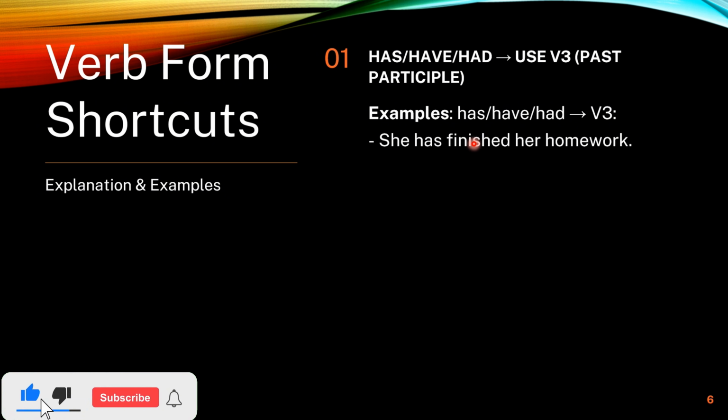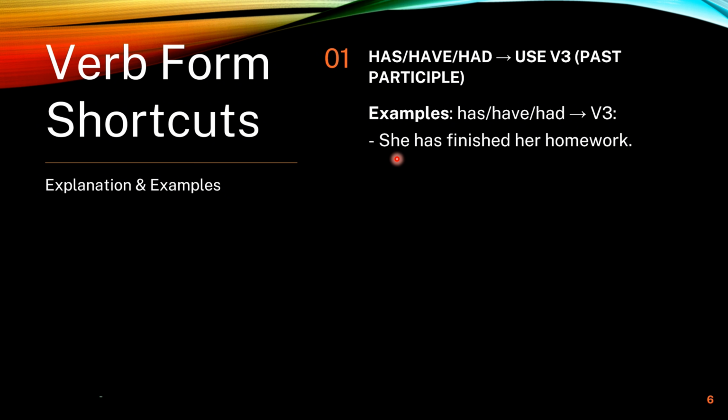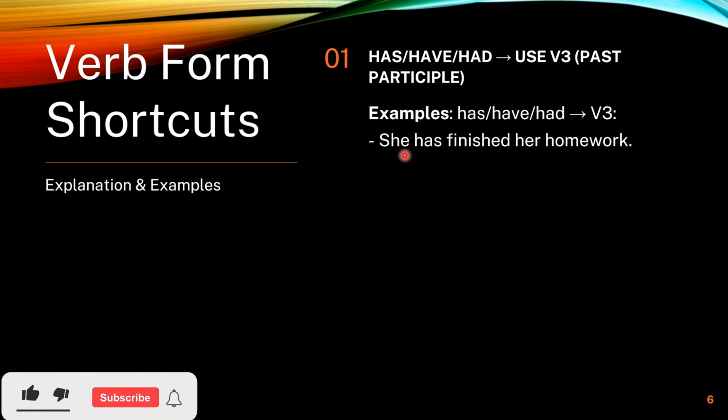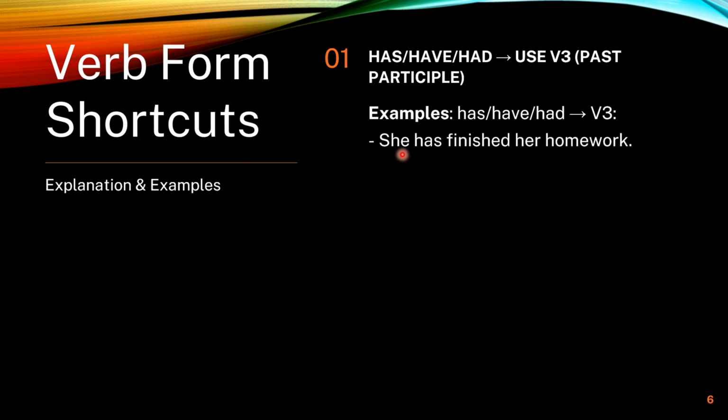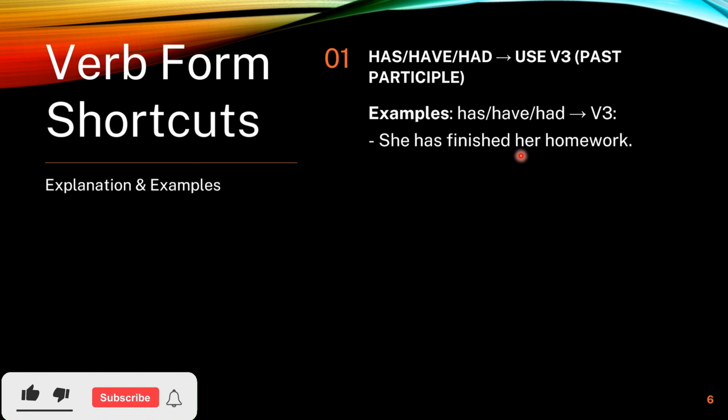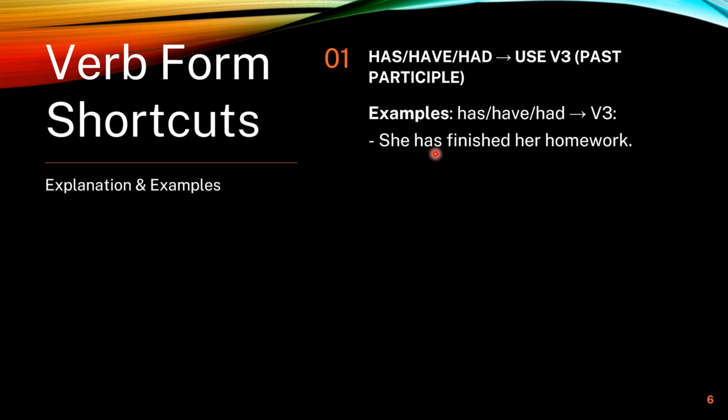In active sentences, how can you understand that I'm talking about active sentences? You can see that who finished the homework, I have mentioned here, right? She. We are answering the question, who did this, right? We have the subject who is doing the task, who is doing the activity, right? So that's why this sentence is active voice. She has finished her homework. So whenever you see has, have, had, you always go with the third form of the verb.